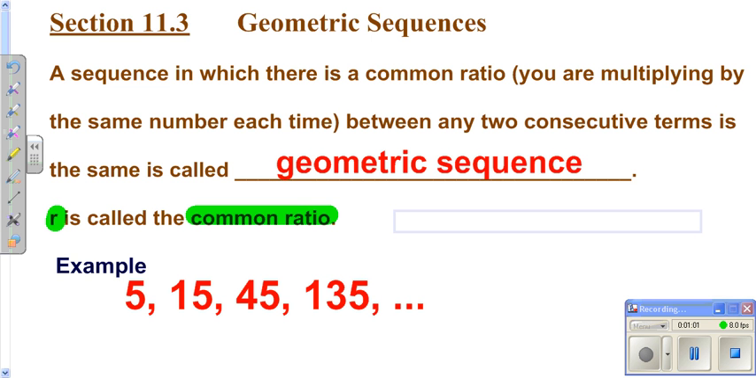And once again, it's a sequence because we're only listing these, separating them with commas. If we had plus signs in there, it'd be a geometric series.